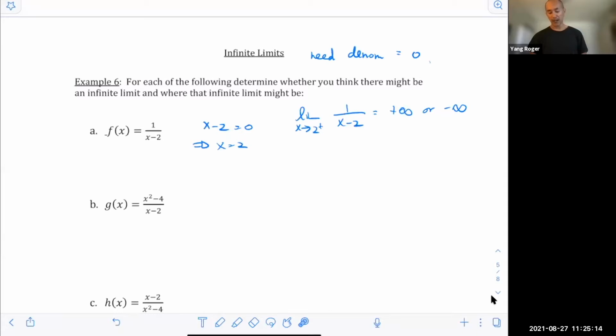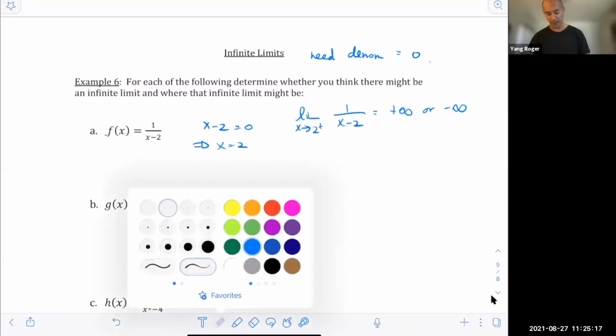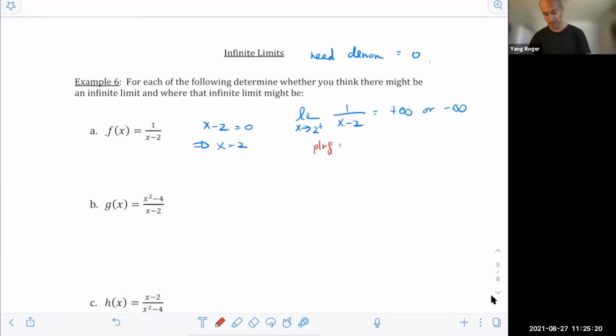So what number am I plugging in here? I'm plugging in some number like 2.01, for example, right? And then the sign of the numerator is going to be positive because the numerator is just 1. The denominator is going to be 2.01 minus 2. Is that a positive number or a negative number? That's going to be positive, right? So we basically got positive over positive. Positive over positive means we're going to get positive infinity. So that's the correct answer, positive infinity.